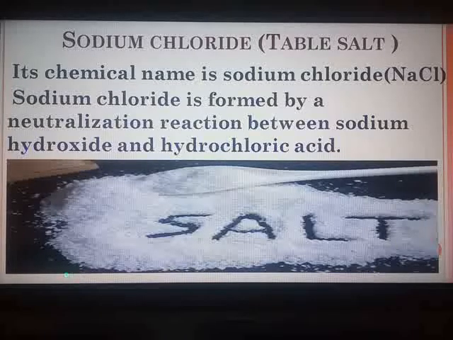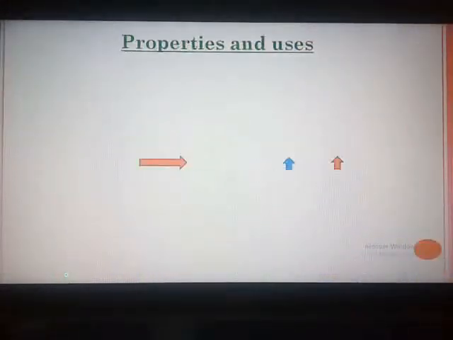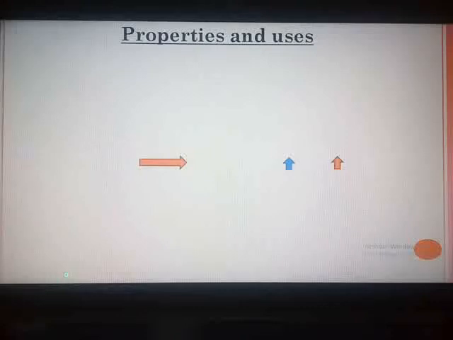Now about this common salt, what are its properties and what are its uses, that we are going to study as our next topic. Properties and uses of common salt. Now the salt which you use in your house, that you can see in the form of a powder, that is not the actual common salt. It is the iodized salt.